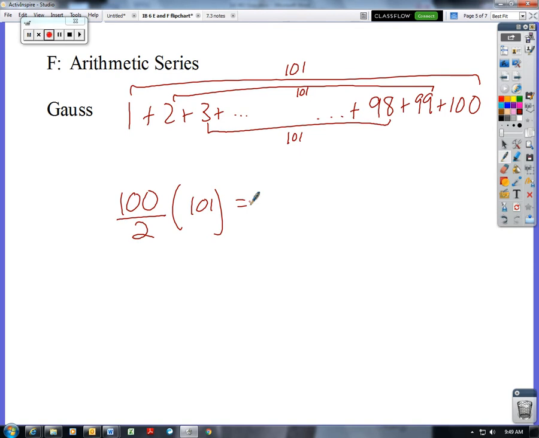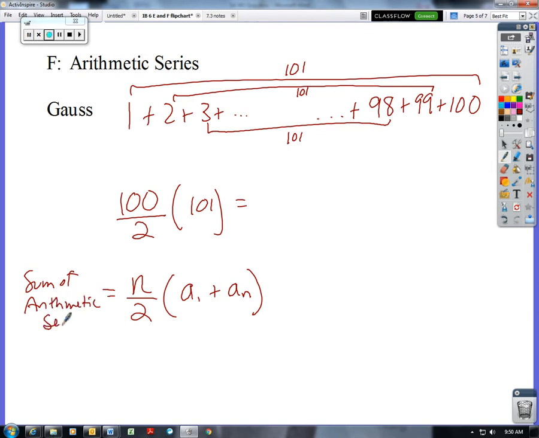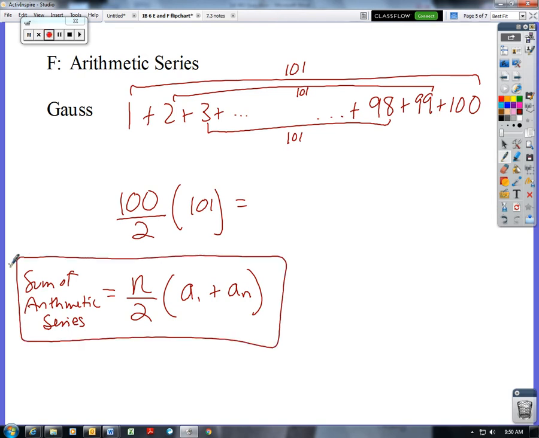But the pattern is what I'm most interested in. There are n numbers, so the 100 is the n. I'm coming up with a general formula that will work for any arithmetic sequence. And then the 101 came from summing the first term and the last term, so a sub 1 plus a sub n. And that's the summation of an arithmetic series. If you ever forget it, and you don't have a formula sheet, you can always think about Gauss and derive it on your own.